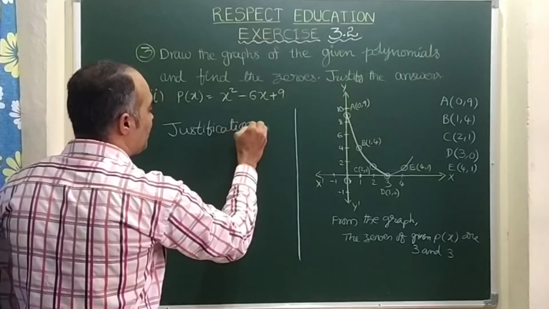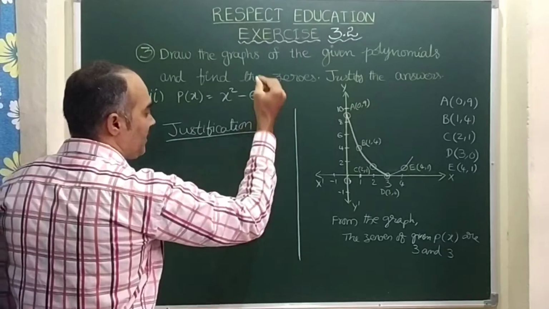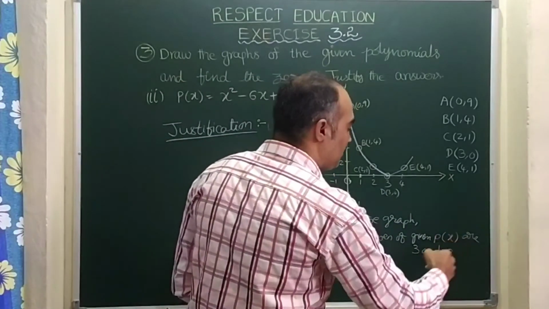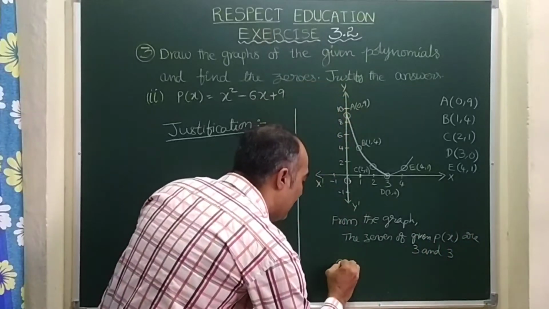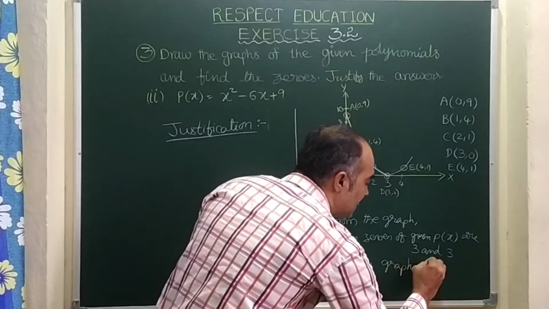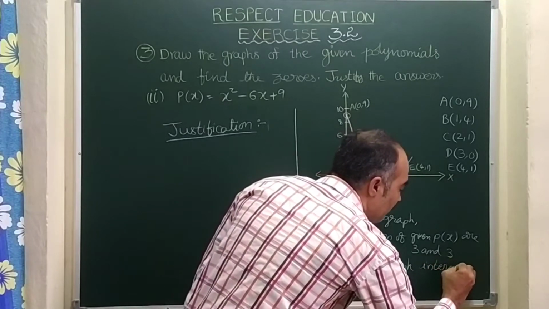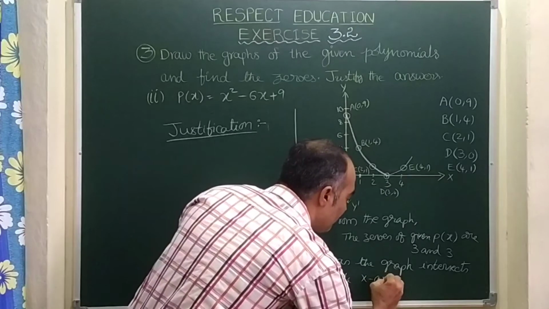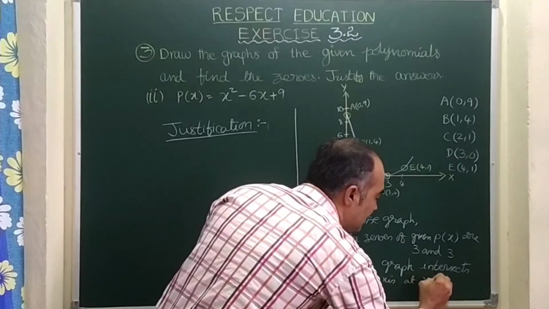Now let us do justification. Here you can write the reason also. The given p of x means the zeros of the given p are 3 and 3, as the graph intersects the x-axis at x equal to 3.